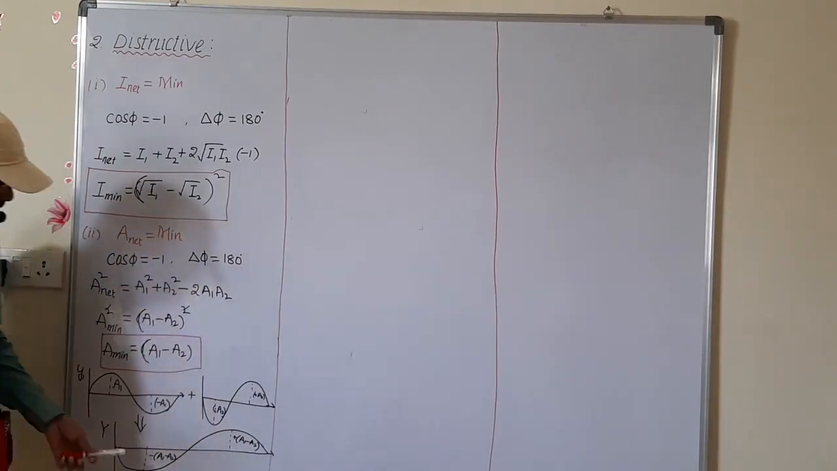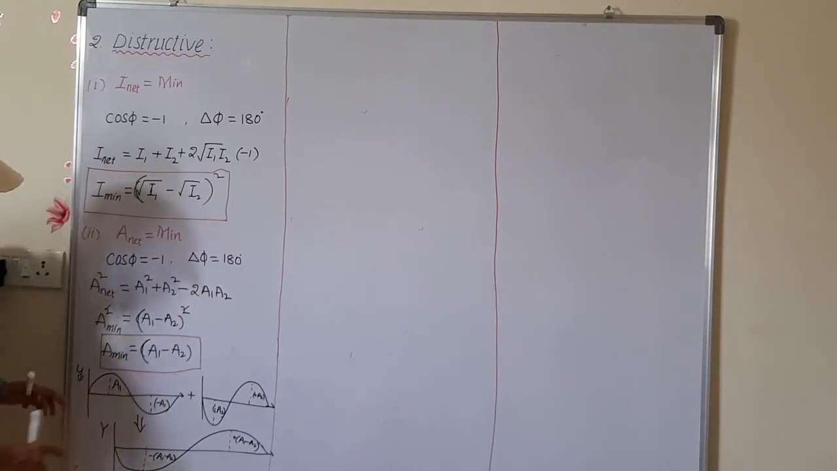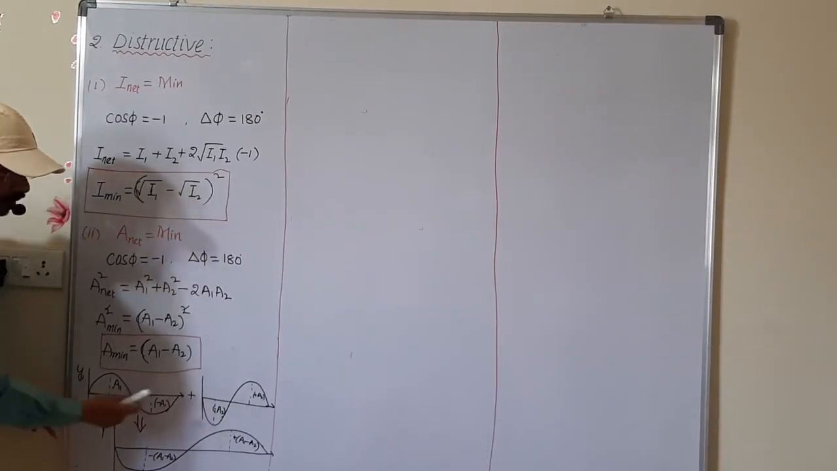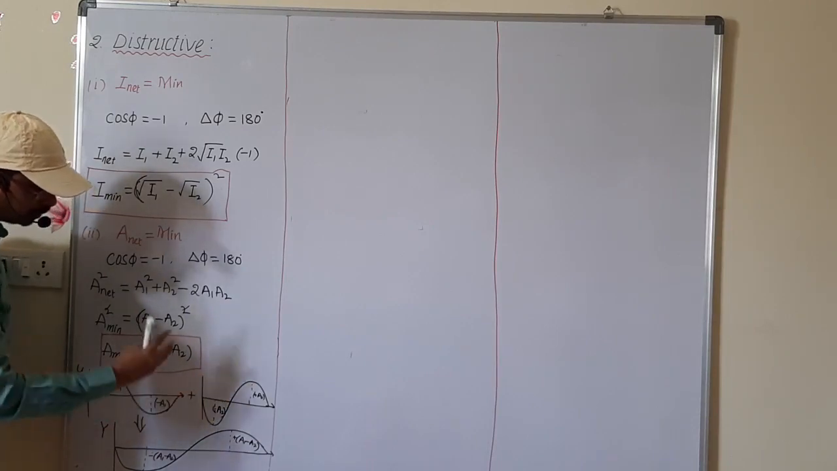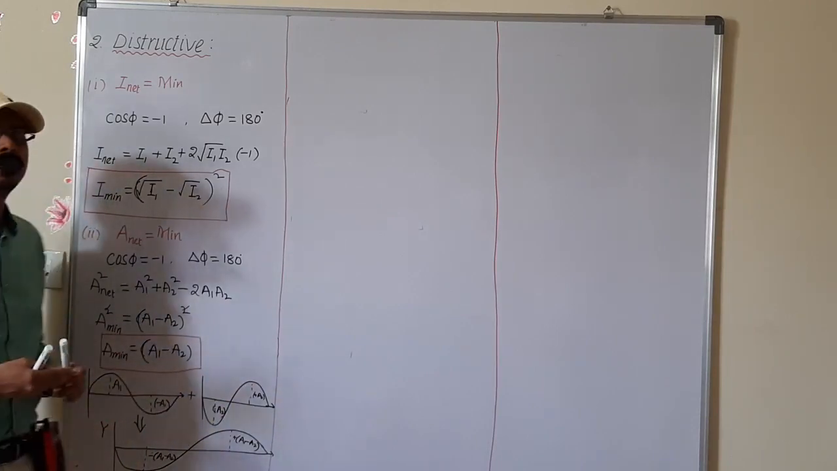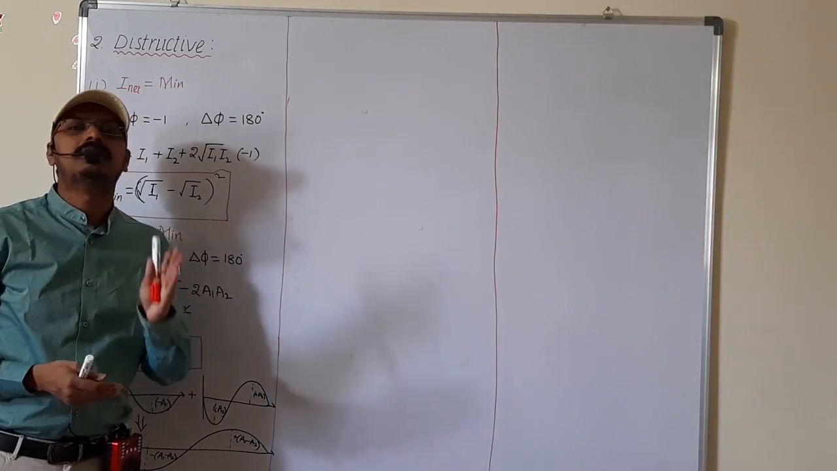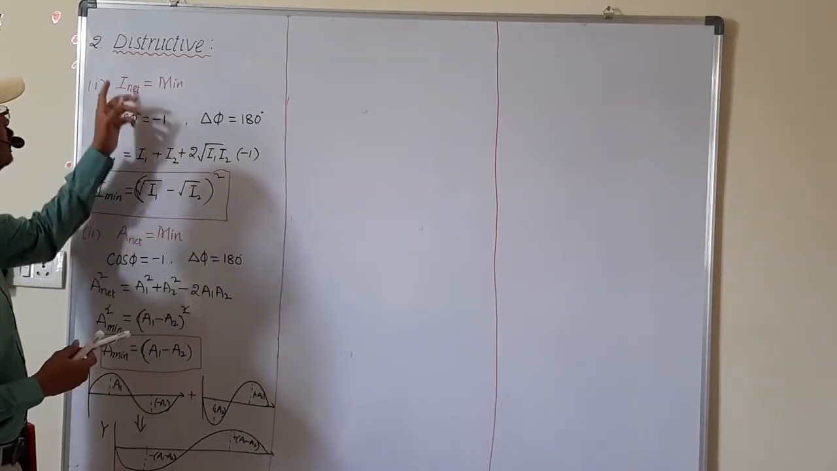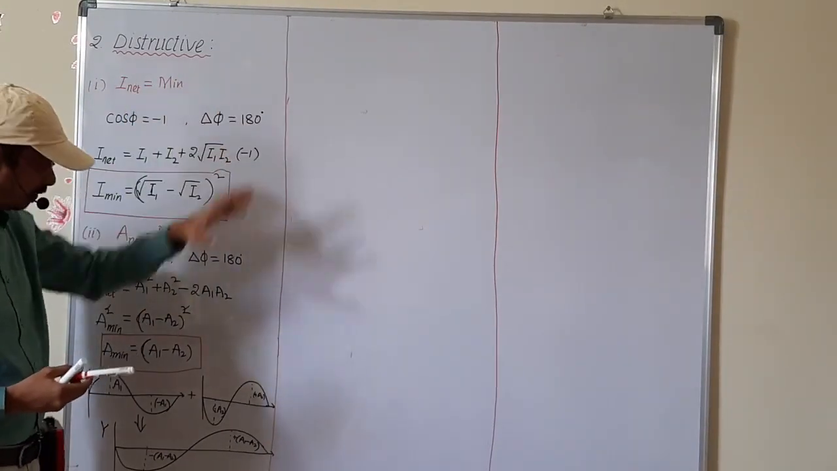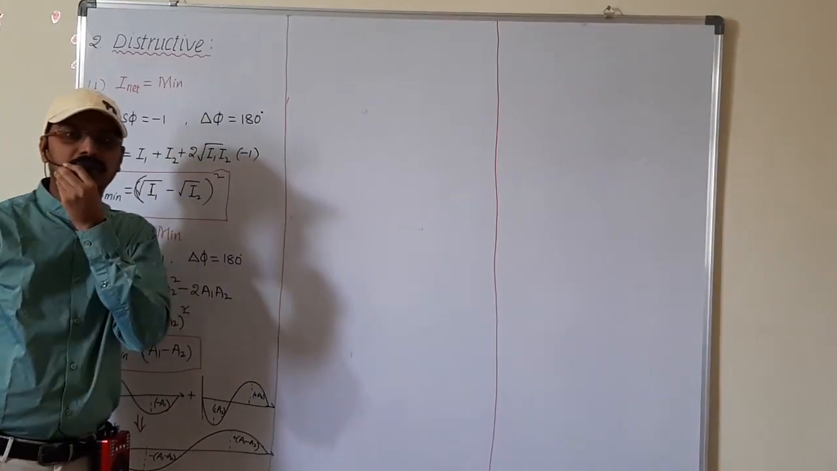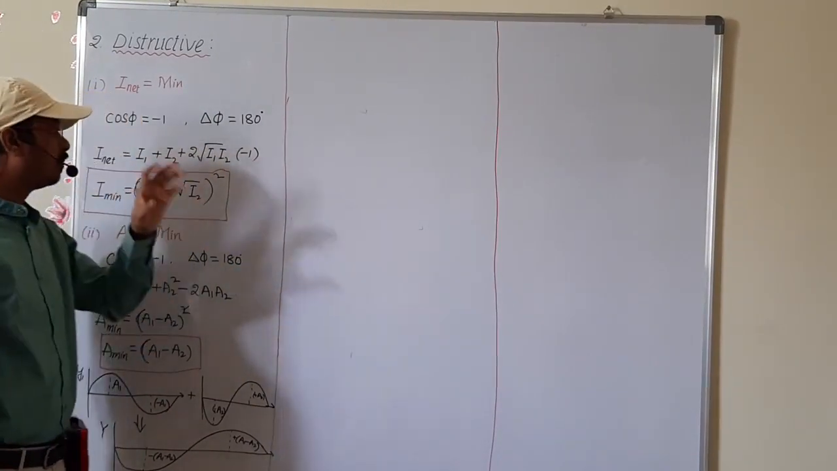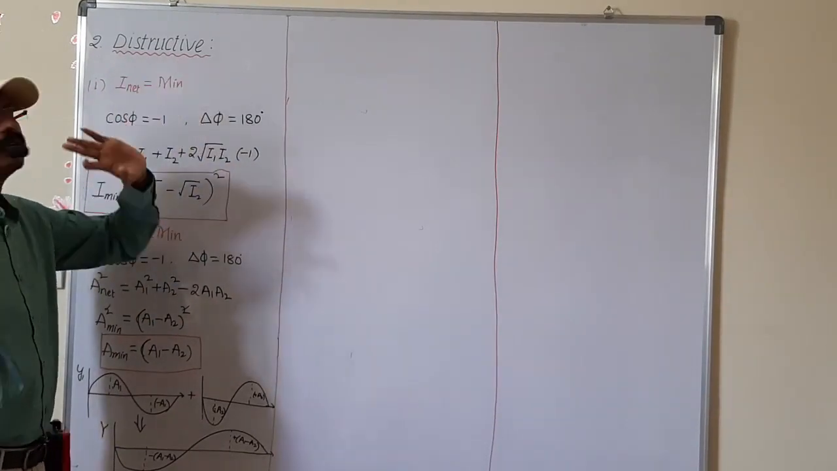In this condition, what will happen? Whenever two waves move in the same direction but are opposite in phase and superimpose on each other, the intensity is minimum. Otherwise, whenever these two waves superimpose and the amplitude is minimum, then the interference at that point is called destructive interference.